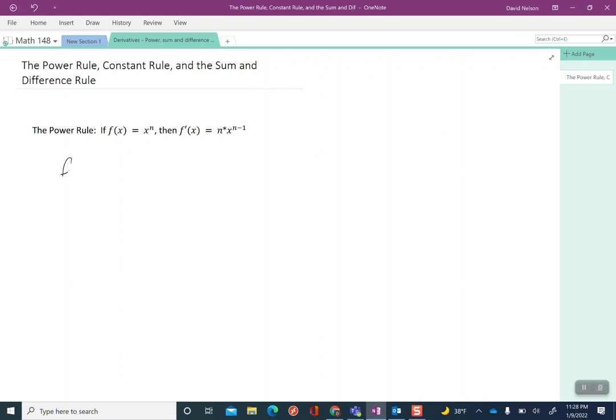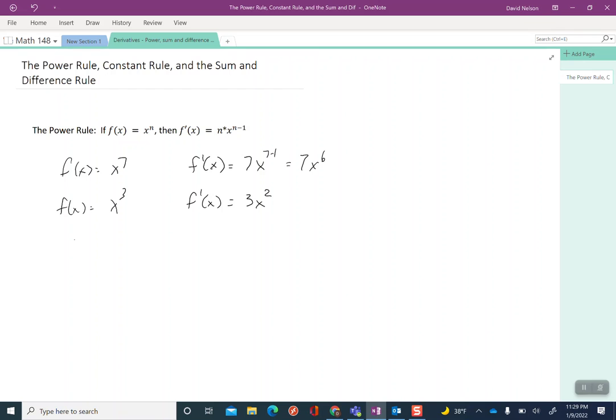So if you've got a function f of x equals x to the 7th, then f prime, the derivative of that, we're going to bring the 7 down, the exponent down, and then lower the exponent by 1. So I get 7x to the 6th. If you've got f of x is equal to x cubed, then f prime of x would be 3 times x squared. We multiply by the exponent and lower the exponent by 1.